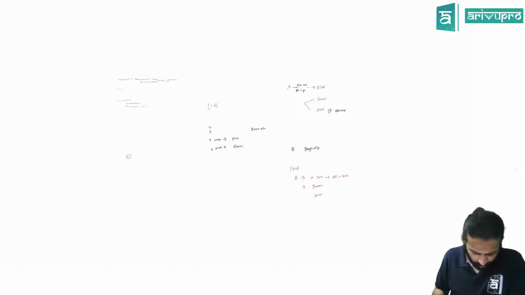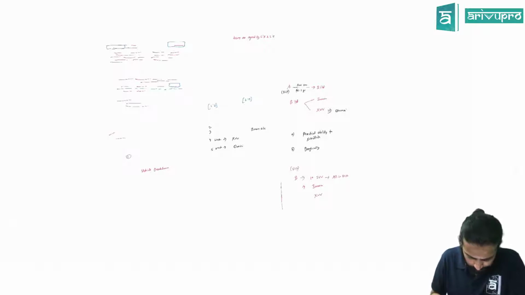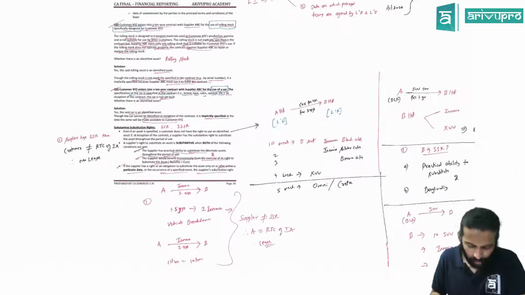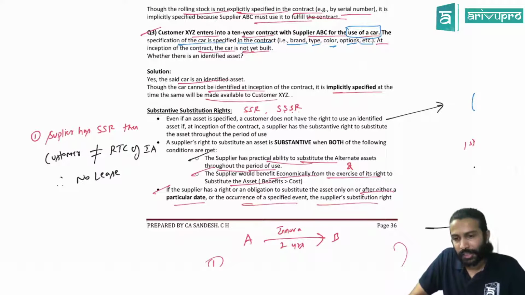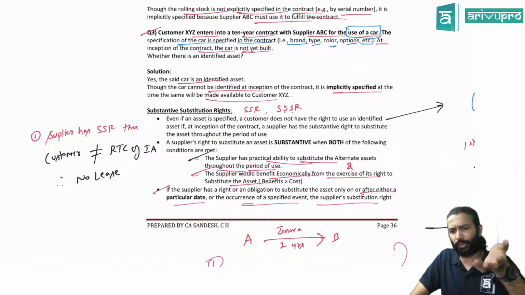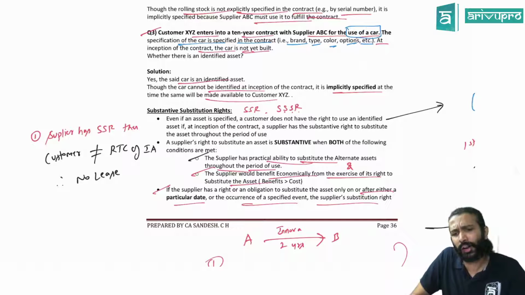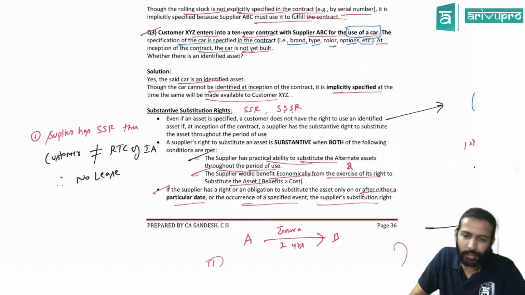Then next, what did we see after that? We saw the definition of lease. After lease, what did we check? We saw SSR. SSR means substantive substitution rights. Who will have this? Substitution means who can substitute? The owner only, no. The owner is the lessor, which we can call the supplier. So you can call it substantive substitution rights or supplier substantive substitution rights.